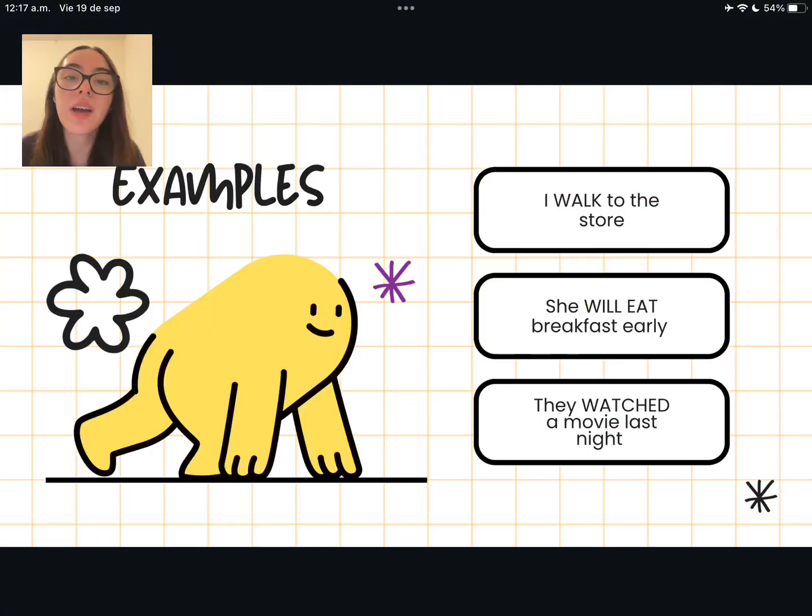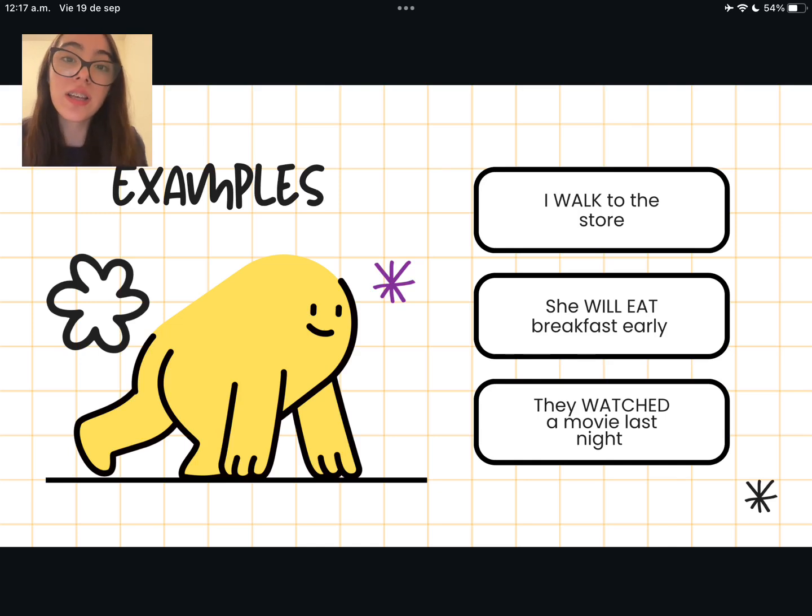Okay, let's check some examples. Well, I walk to the store. If you already understand, you will notice that it stays the same, so it's in present. Well, then, she will eat breakfast early. When you see the will in a phrase, you can easily comprehend that it is a future simple. And the third example is, they watched a movie last night.